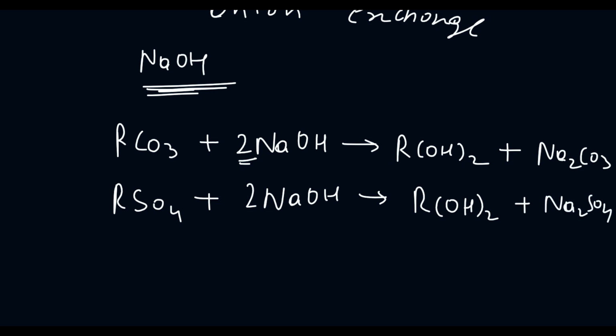So if you remember this, ROH twice is the general formula for the anion exchanger and H2R is the general formula for the cation exchanger. So this is all about the ion exchange method.